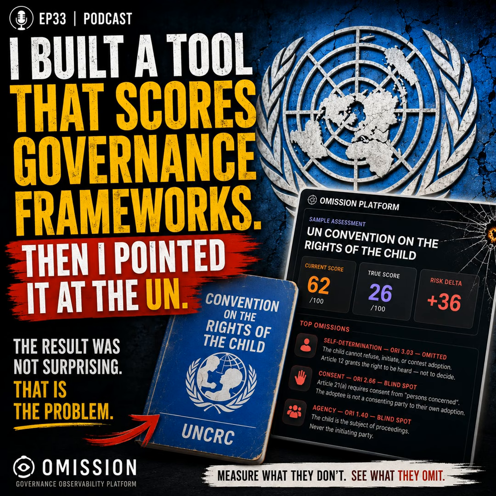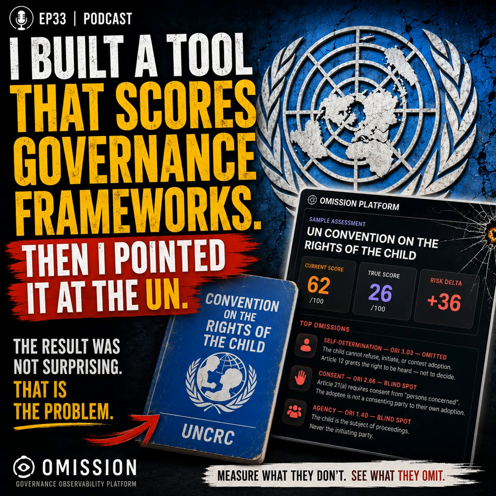The UNCRC score. I ran the convention through the platform using Gemini 2.5 Flash as the scoring model. I uploaded the full text. The model read every article. I checked the output against the document myself. The results: current score 62/100. The convention reports itself as a framework under pressure. Some harm is visible, some is not.